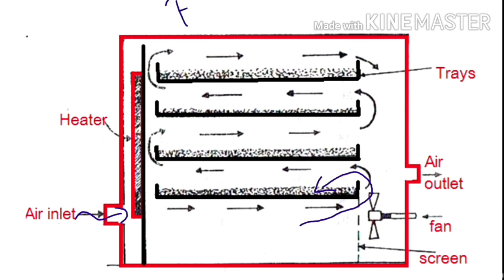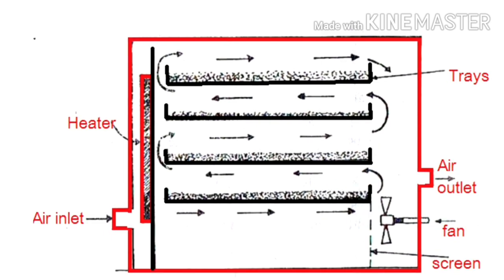Here, forced convection is the mechanism involved in evaporation. So, this hot air carries the liquid from the solids and this air passes out through the air outlet. So, this is the principle that is involved in tray dryer. Move on to the construction part of tray dryer.